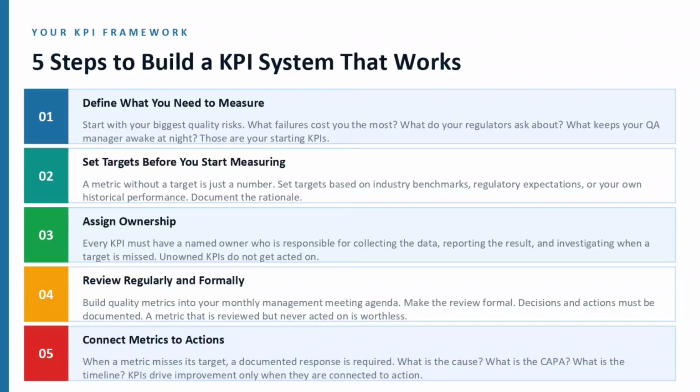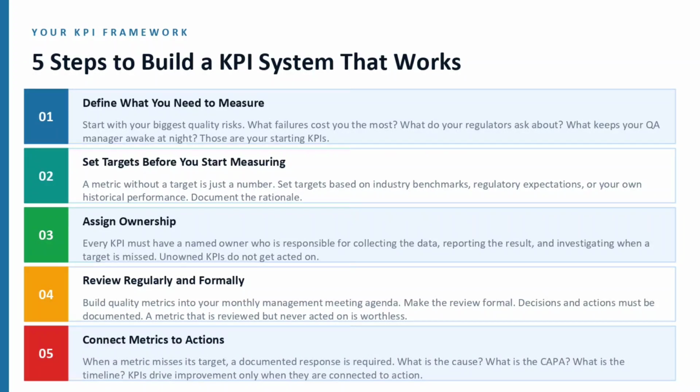Step 4. Review regularly and formally. Build quality metrics into your monthly management meeting agenda as a standing item. Not an optional agenda point. Not something you look at when there is time. A fixed, formal agenda item. The review decisions and action assignments must be documented in the meeting minutes.